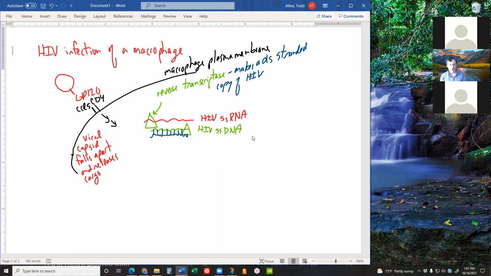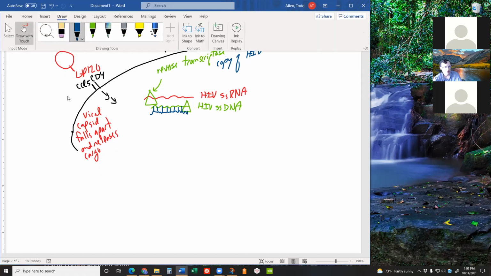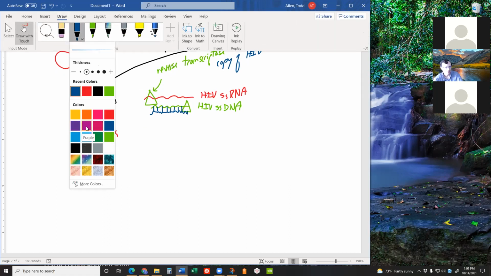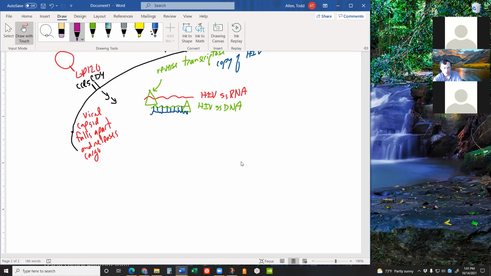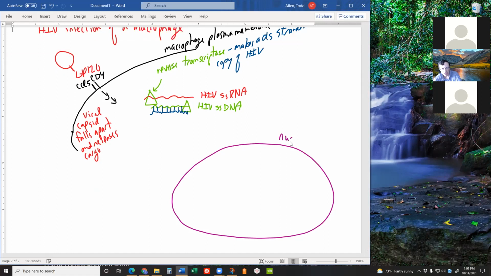So machinery of the cell is going to move the HIV into the nucleus, and I'm going to draw the nucleus at this time. Let's use purple here. So down here, I'll put in a purple colored nucleus. Again, not drawn to scale in any way.